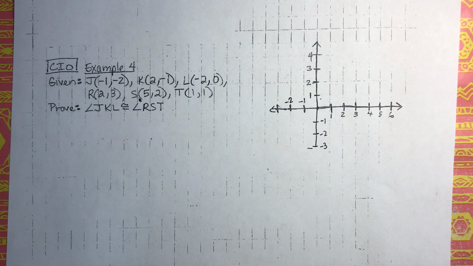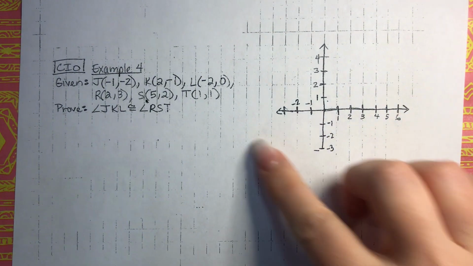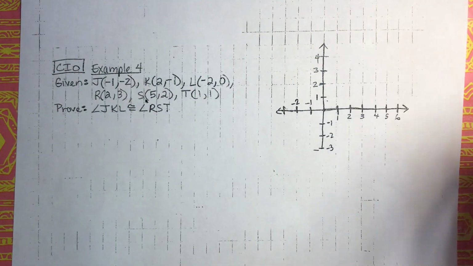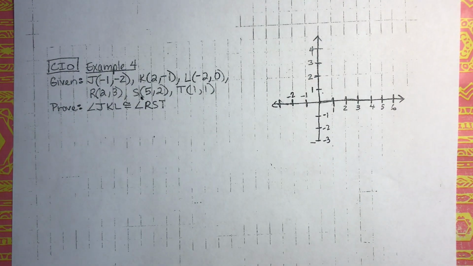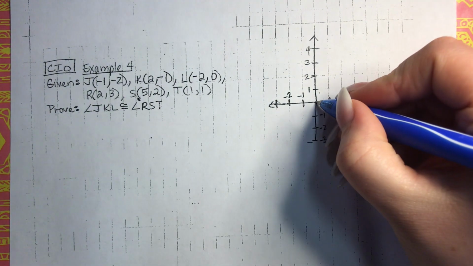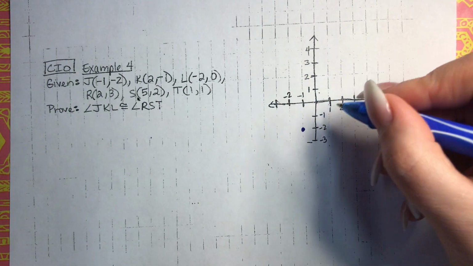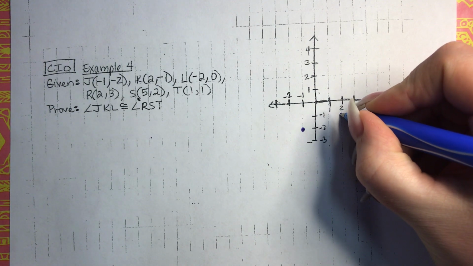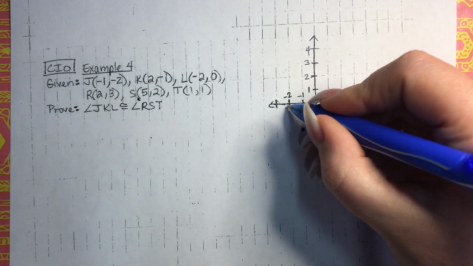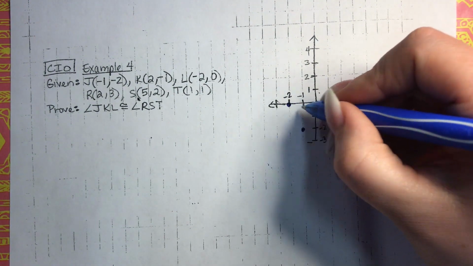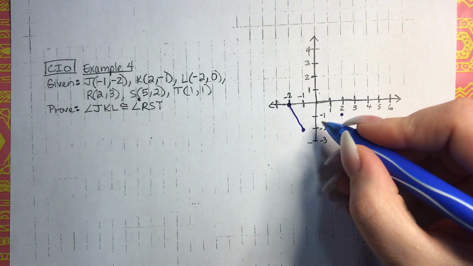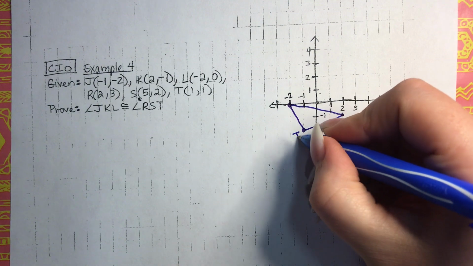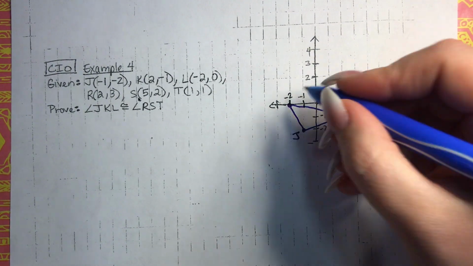Okay, let's see how you did. Okay, what do we have? We're given 3 vertices here and here. That's a triangle, that's a triangle. We got to prove that 2 angles are congruent. So the first thing I'm going to do is just go ahead and graph these vertices. So J is -1, -2 right there. K is 2, -1 right here. L is -2, 0 here. So I have this triangle. Okay, this is J, this is K, and this is L.